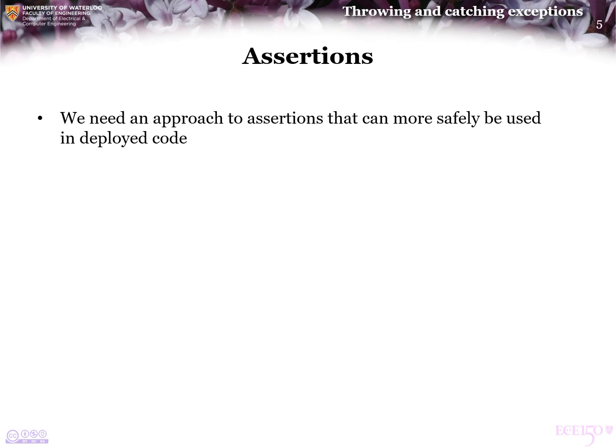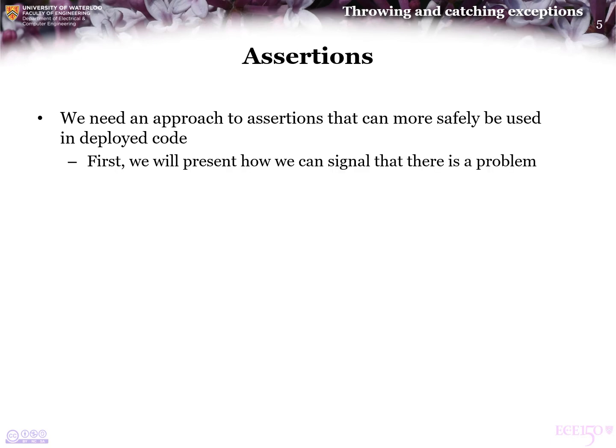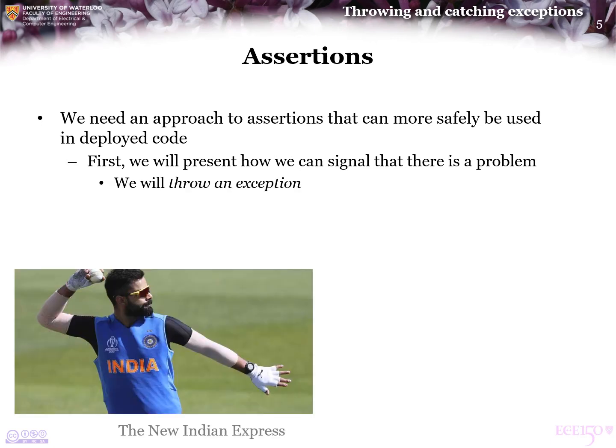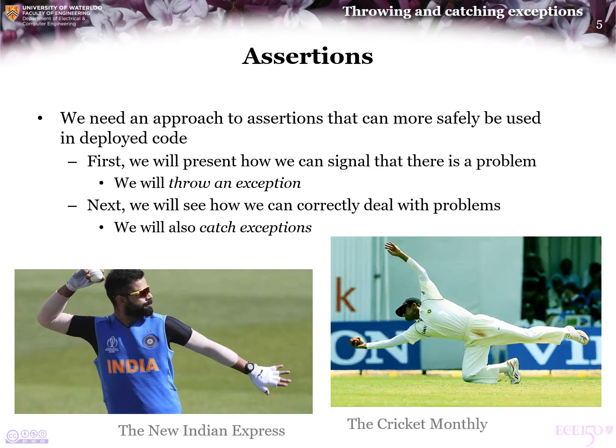We need an approach similar to assertions that can be more safely used in deployed code. That is, we can signal that a problem has occurred, but it also allows us to deal with it. So first, we will present how we can signal that there is a problem. We are going to throw an exception. Next, we will see how we can deal with such a problem seamlessly, and in that case, we will be catching these exceptions.